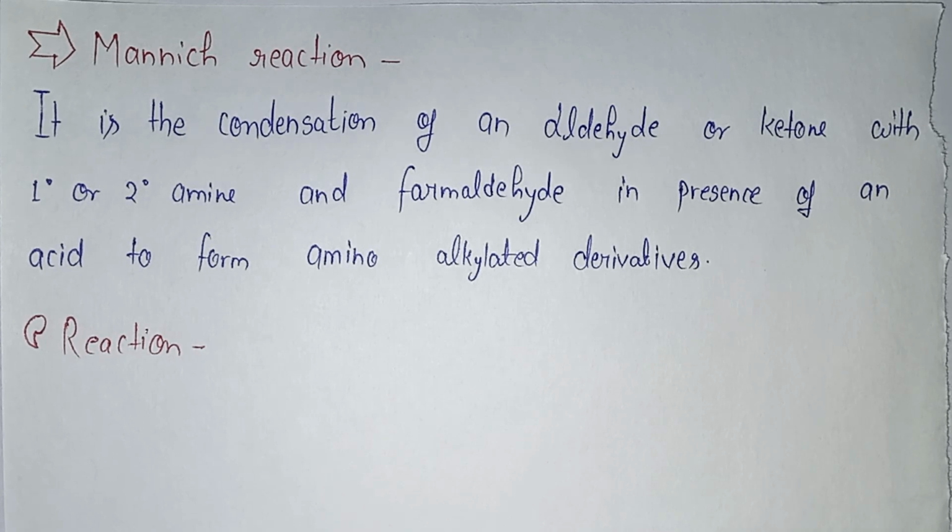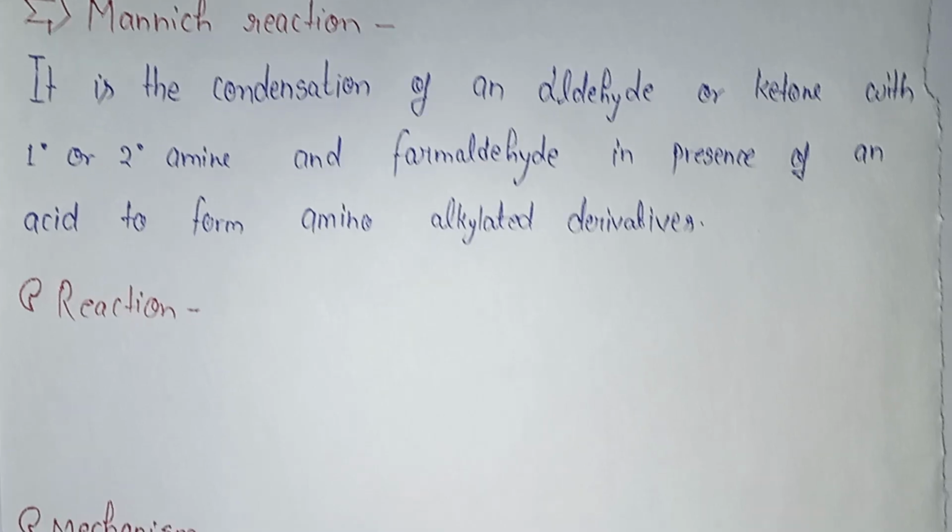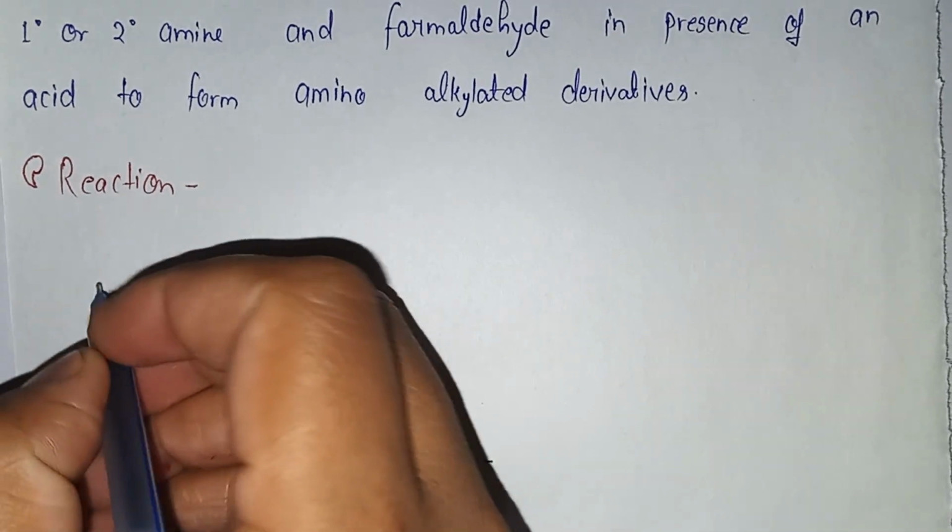In this video, we are going to discuss the Mannich reaction. It is the condensation of an aldehyde or ketone with a primary or secondary amine and formaldehyde in the presence of an acid to form aminoalkylated derivatives. In the reaction, we are using one ketone.